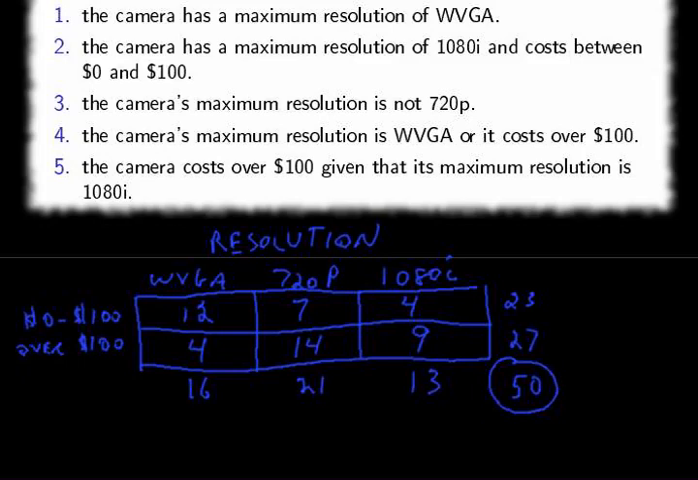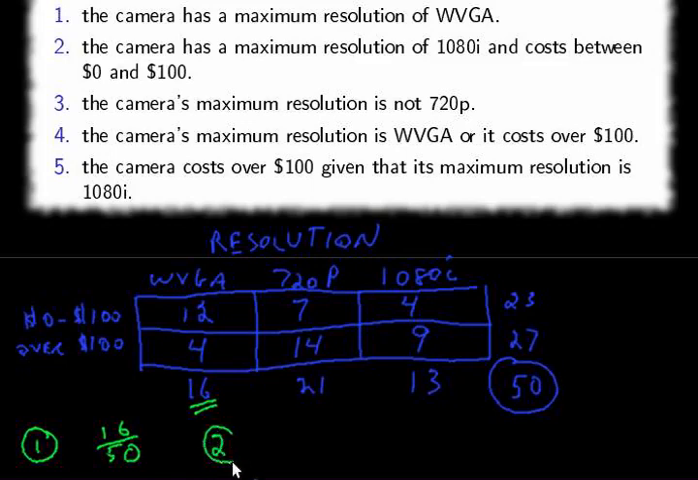Number 1. What is the probability the camera has a maximum resolution of WVGA? So this is out of the entire sample. That is this number here. There are 16 cameras with a maximum resolution of WVGA out of a total of 50 cameras. So 16 50ths is that probability.